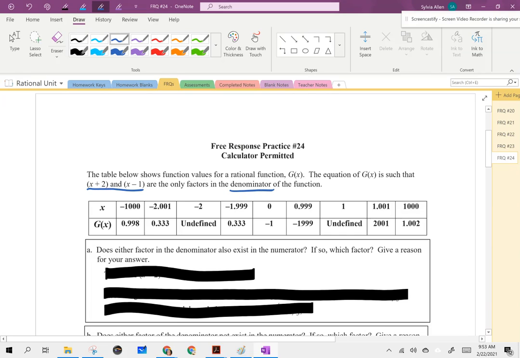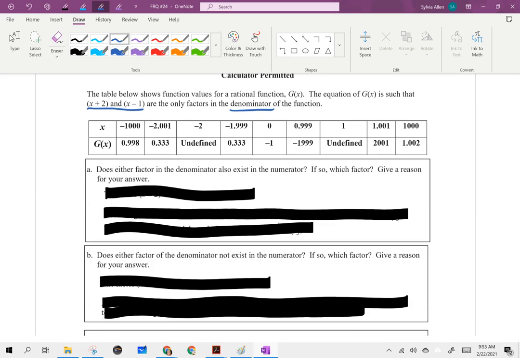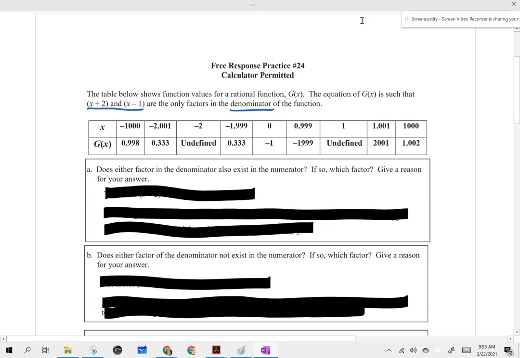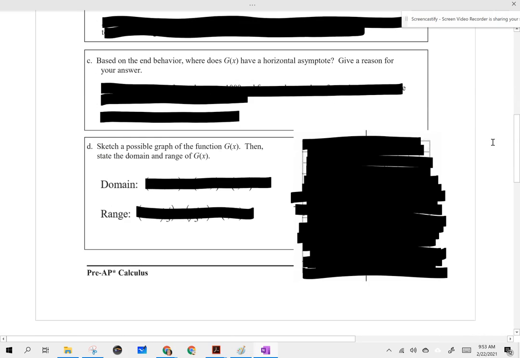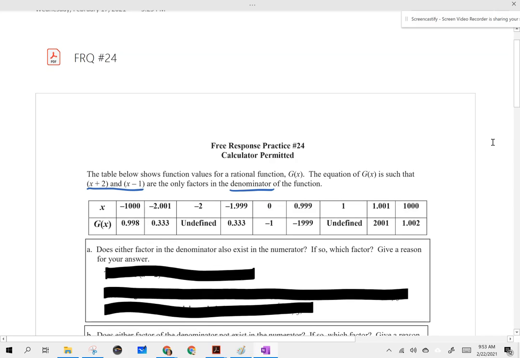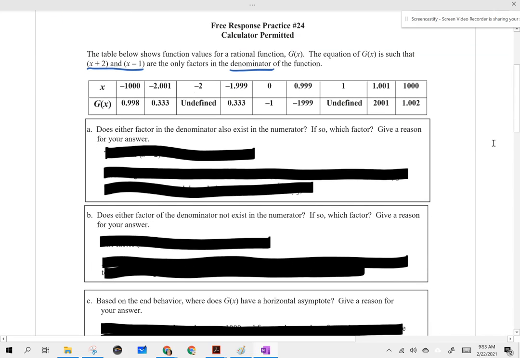All right, so here we have A. Let's go ahead and have you guys answer A, B, C, and D. All right, let's take a look at A. Does either factor in the denominator also exist in the numerator? If so, which factor? Give a reason.